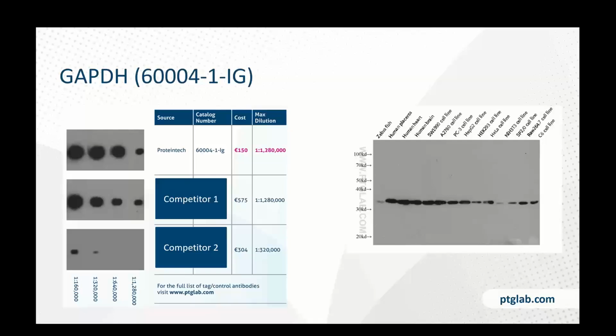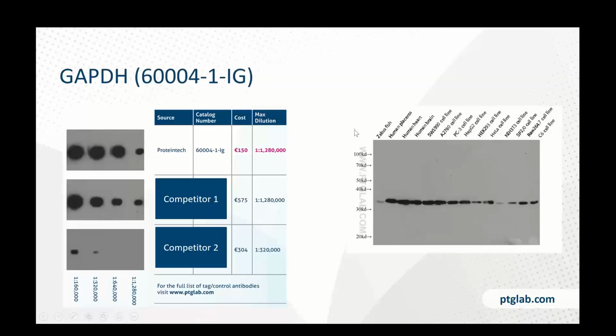So the next one I want to highlight is GAPDH. Here we did a very similar experiment with serial dilution and looked to see when the signal goes out. And with this one, we were able to go up to 1 to 1.2 million. And it looks like one of our competitors was also able to go to that same level. However, this other one did not perform quite as well. So again, this one has similar performance between these two, but this one's again much cheaper. This is a real bargain for what you get out of it.